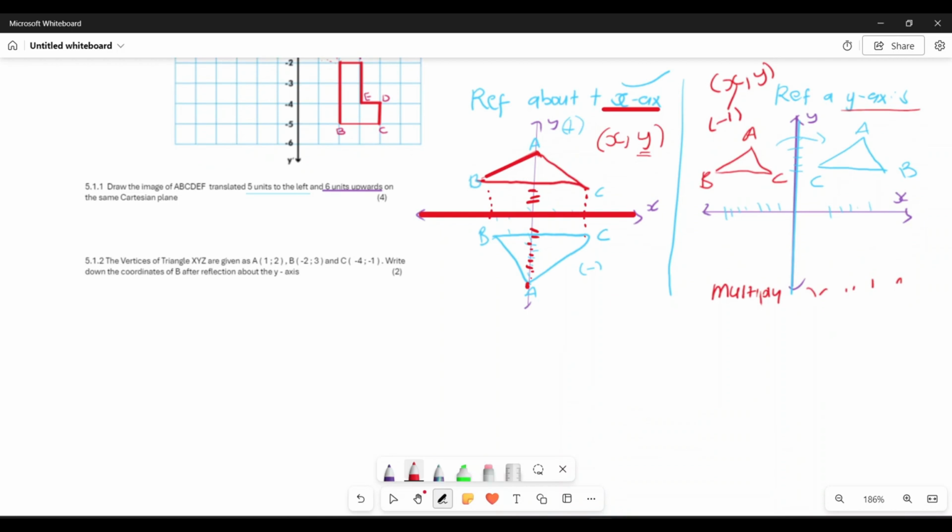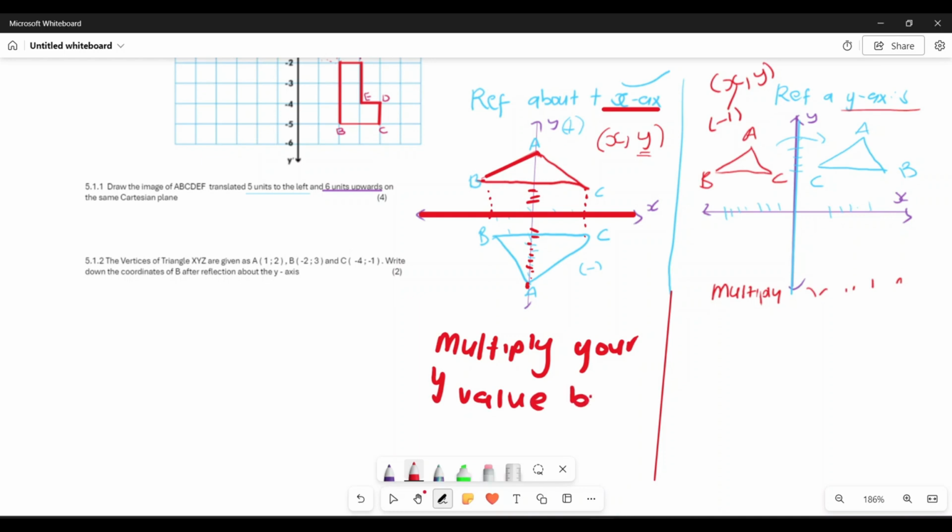Reflection about the x-axis, whenever a graph is reflected about the x-axis, what you need to go about doing always, you need to multiply your y value. Right? This is for reflection about the x-axis. You need to multiply your y value by -1. Always, right? So remember, our coordinates are in a form of x and y. So this is the y value I'm referring to. You need to multiply it by -1, right?